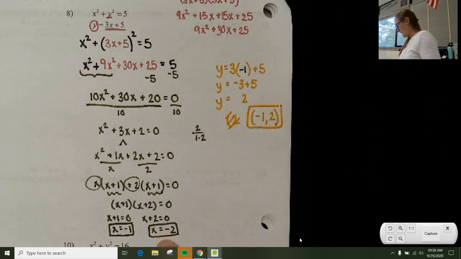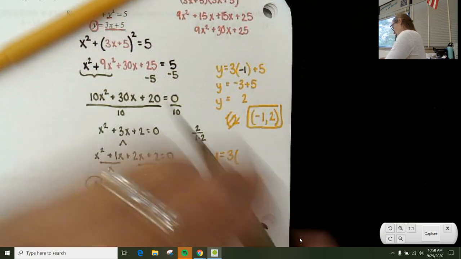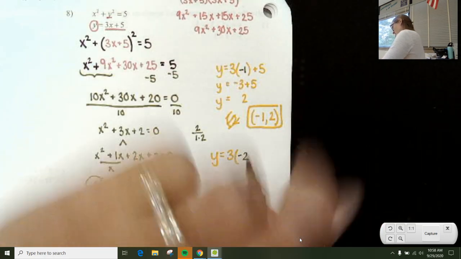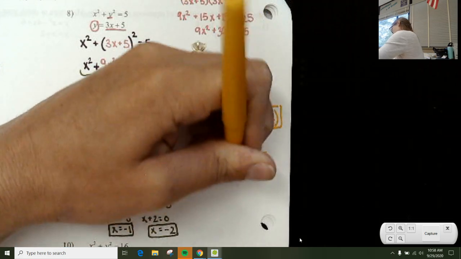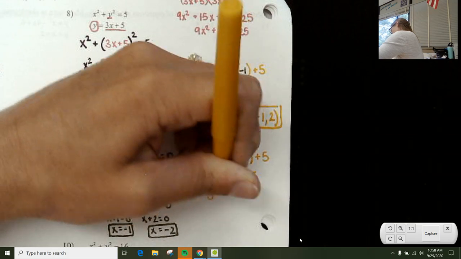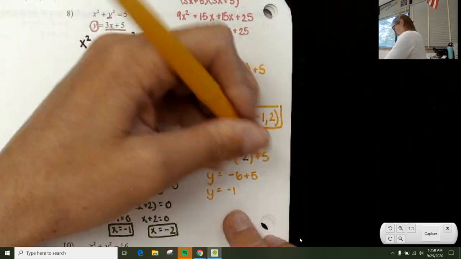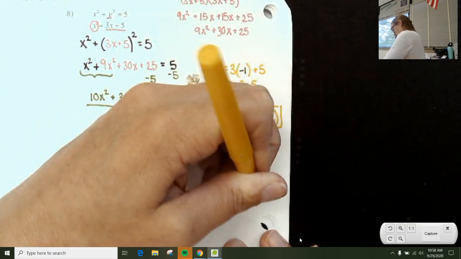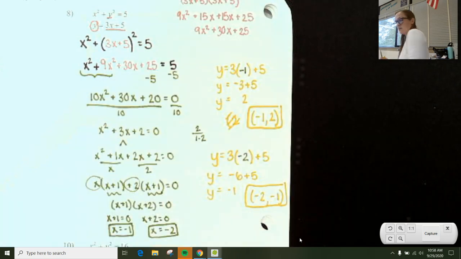Now I'm going to use the -2. Y equals 3 times -2 plus 5. So that's -6 plus 5. So y equals -1. So that ordered pair is -2, -1. Those are my two answers.